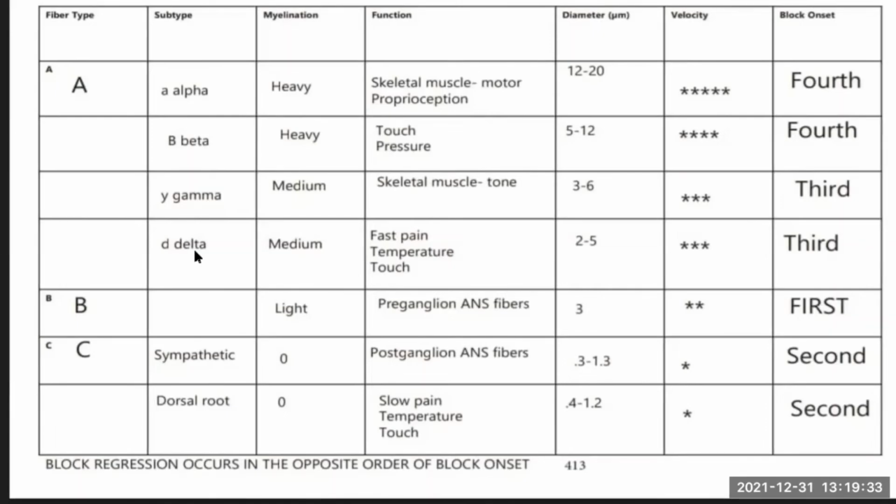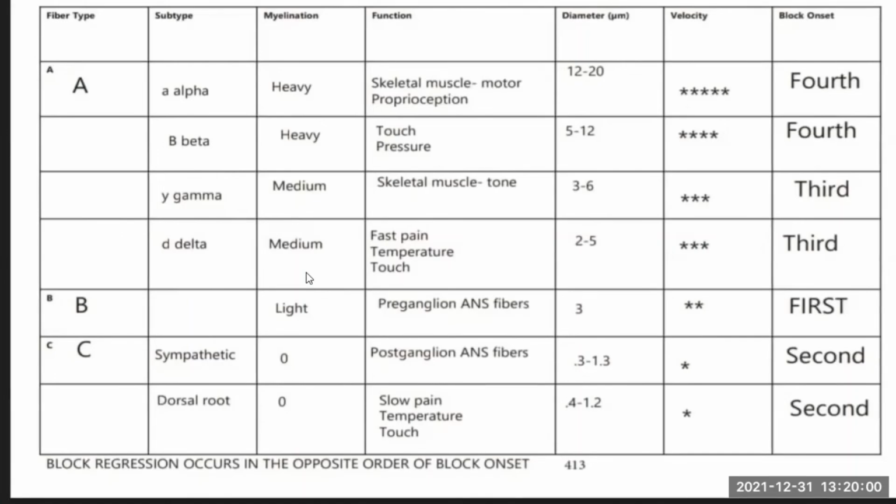But your A delta, for instance, are the ones that control your pain, temperature, and touch. And those are the ones that are easily blocked. So when we give our labor epidural, we want to deal with these three functions: fast pain, temperature, and touch, by blocking our A delta, sorry.